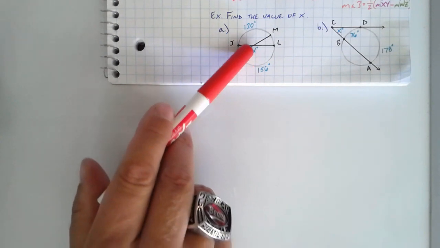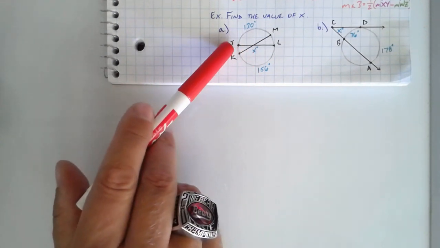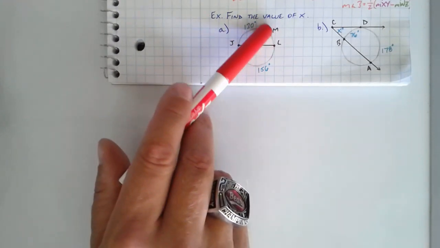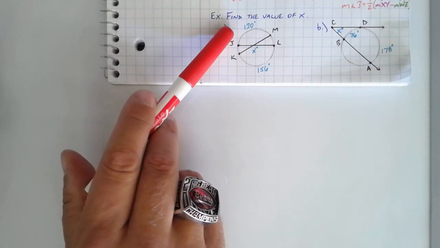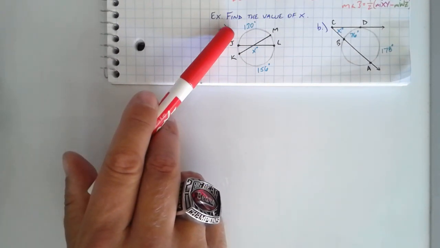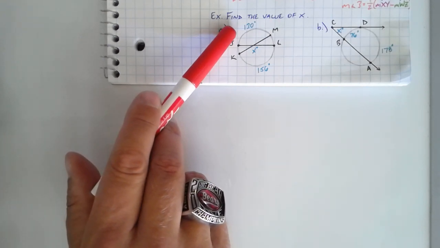But then directly behind it, there's another intercepted arc, the slice directly behind it, from J to M, which they also happen to tell me measures in at 130 degrees. So unlike the last example where the angle was on the circle itself, there's more than one arc that is created by this angle. And so I need to take the average of it.